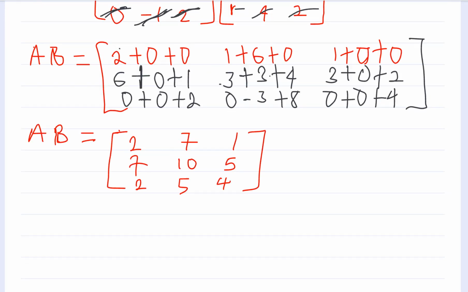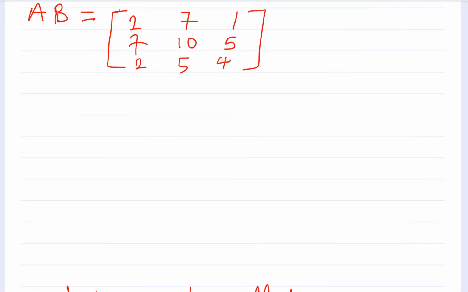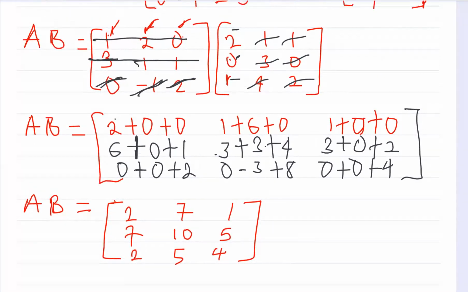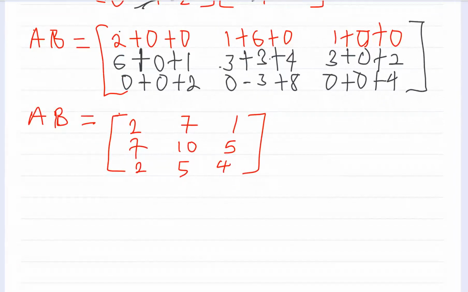So what if I want to do BA? Yes, you can also try BA. Let's try to do BA together again, so you can understand this thing. What's your B? Your B is 2.